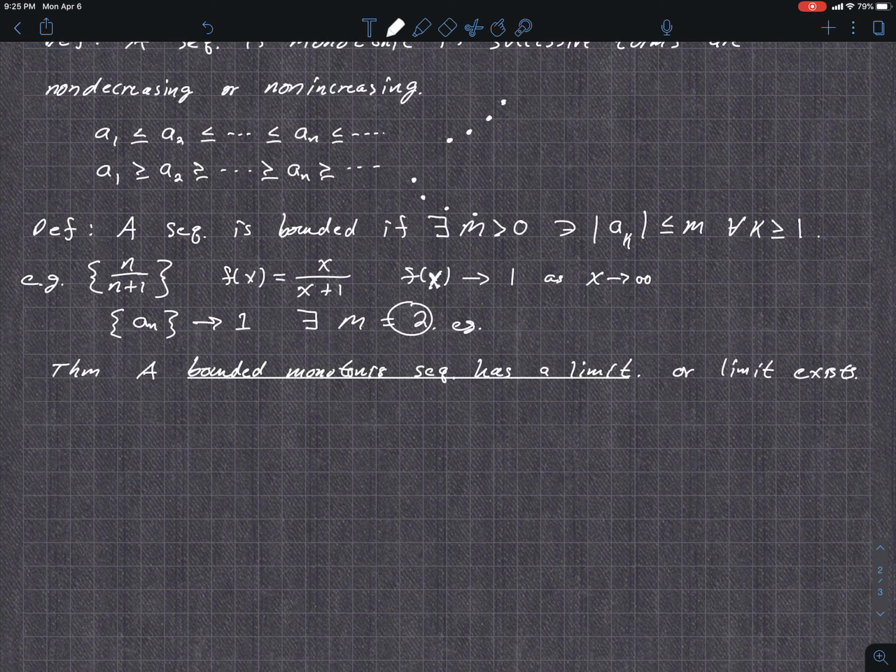Now, that's not saying what the limit is. It's just saying that it's bounded. Sometimes just knowing that a function has a bound and is monotonic, you may not know what it converges to, but you know that it has a limit, or a limit exists.